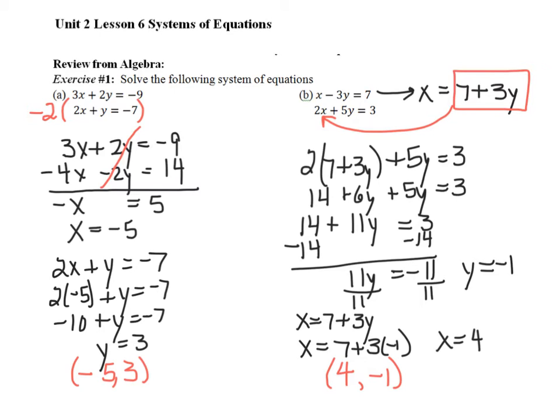That solution has to work in both equations, so if we substitute it into the second equation, 2 times 4 is 8, 5 times negative 1 is negative 5, 8 minus 5 does equal 3.